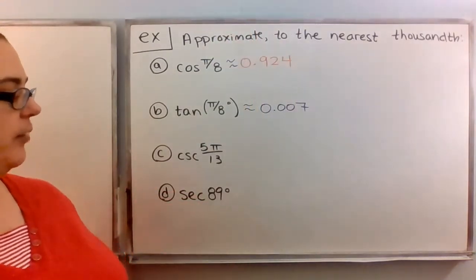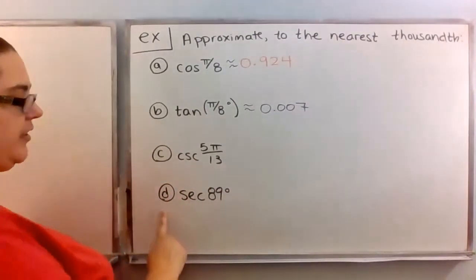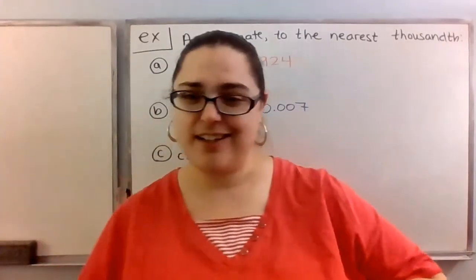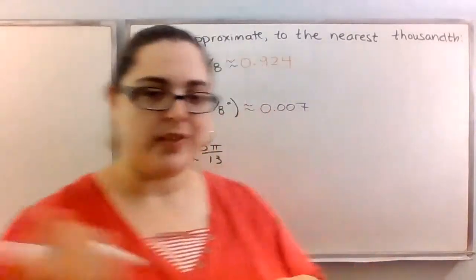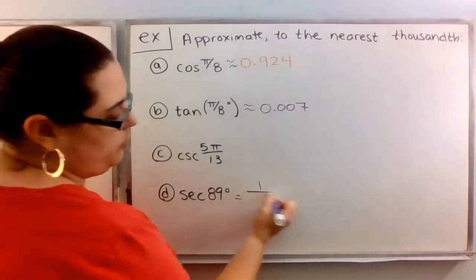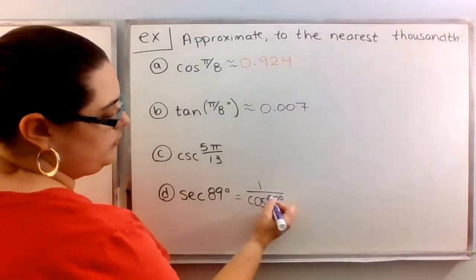Okay, now, since we're in degree mode, let's skip over to part D here. And we want to find secant. Now, the problem is my calculator doesn't have a secant button. So I'm going to use my reciprocal relationship to know that this is 1 over cosine of 89 degrees.